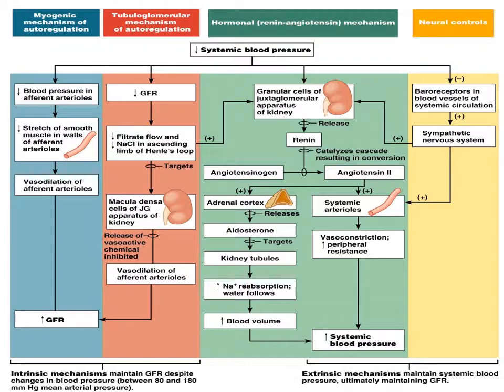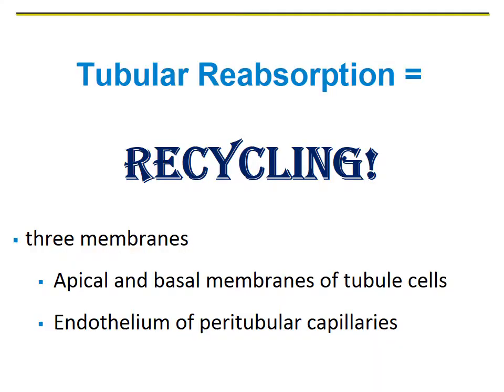An overview diagram. Pause. Spend some time with just this diagram. It covers everything we talked about: myogenic autoregulation, tubuloglomerular feedback, renin-angiotensin pathway, and sympathetic nervous system. I recommend you print it out and study from it. So that's more than you ever wanted to know about filtration.